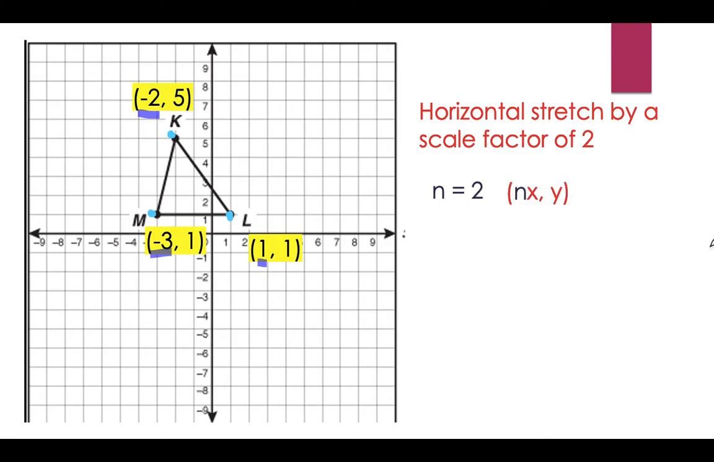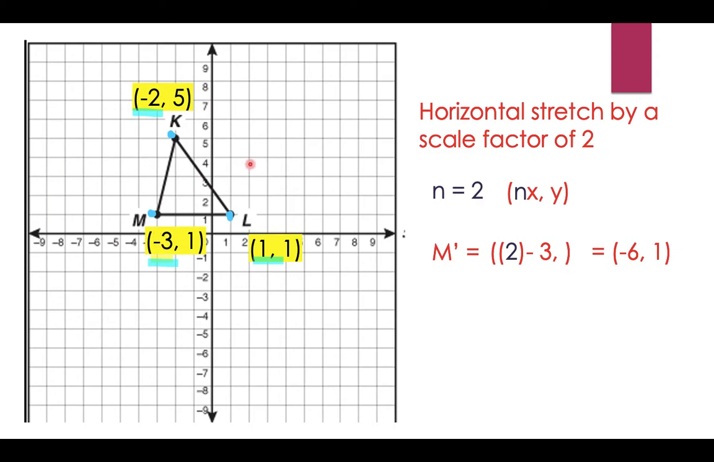Again, I'm just going to multiply my x coordinates by my scale factor, which in this case is going to be 2. Okay, so if you look at point M, because we're doing a horizontal stretch, the only thing that's going to change is your x coordinate. So how does that change? You're going to multiply your x coordinate by your scale factor, which is 2. So I'm going to multiply negative 3 by 2. And when you multiply that by 2, you're going to get negative 6, 1.